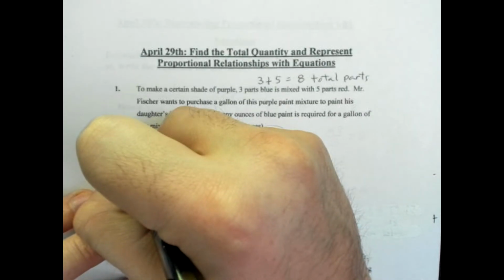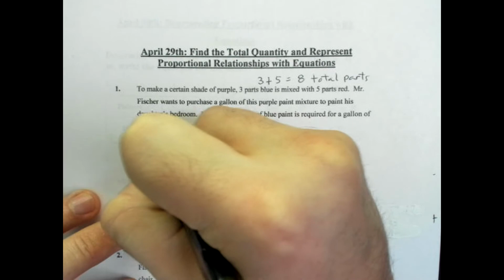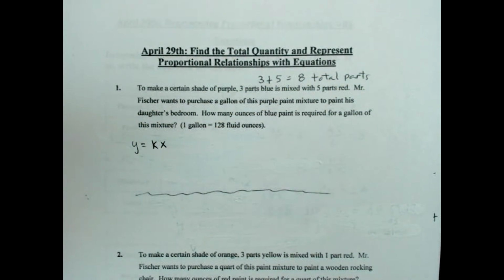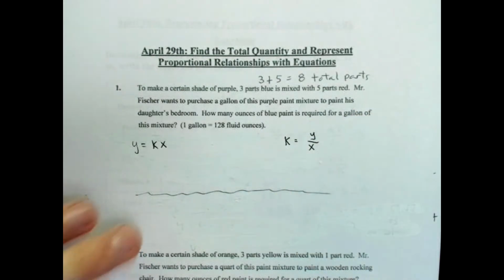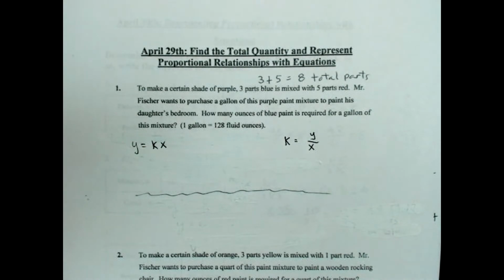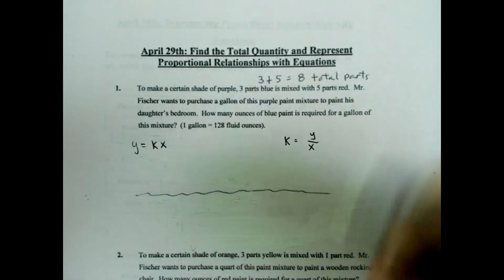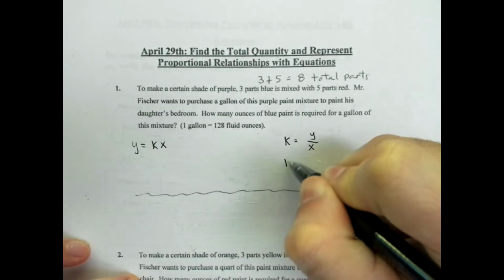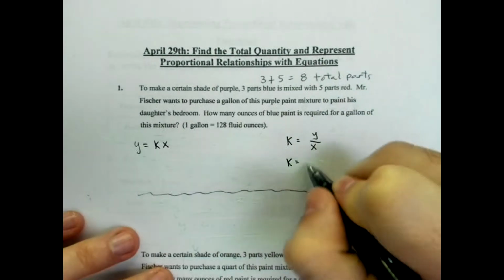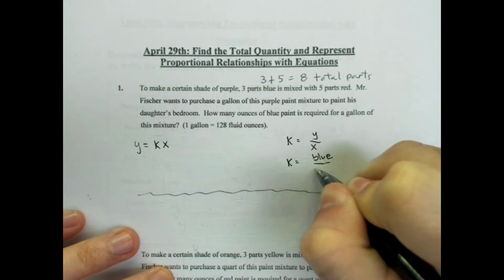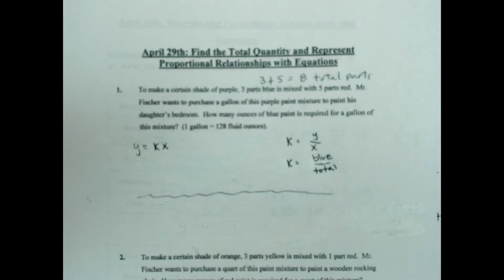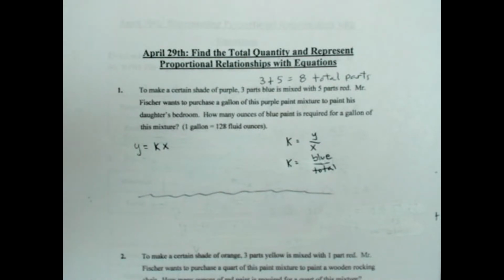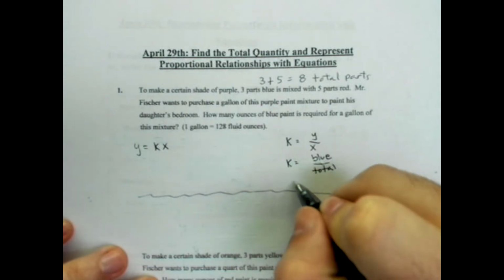So we know y equals kx is our equation, and we want to find k. Your k is y over x. This is the same information that we've been using. But now, we're going to find our k by doing the parts that are blue over the total parts. And that's going to give us our percentage or our decimal that represents the amount of blue paint in the total can.